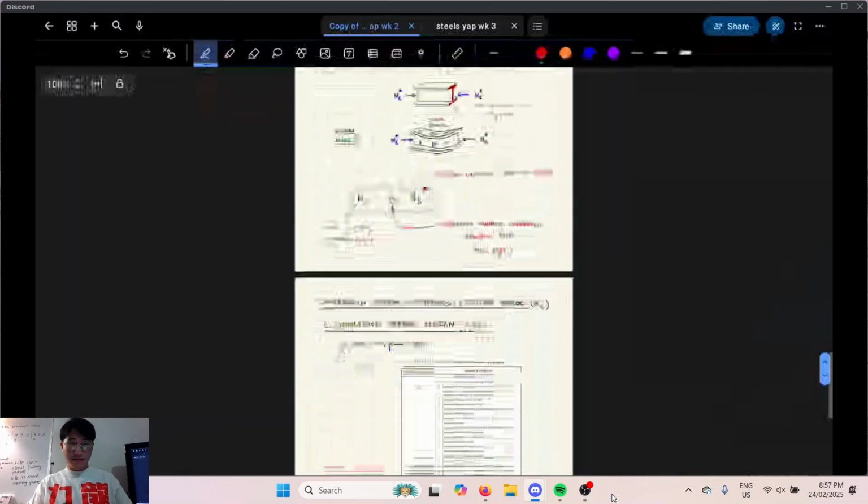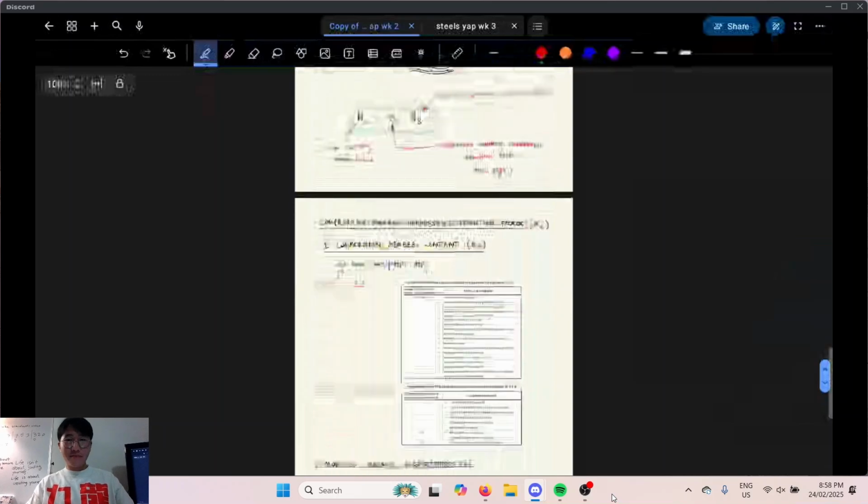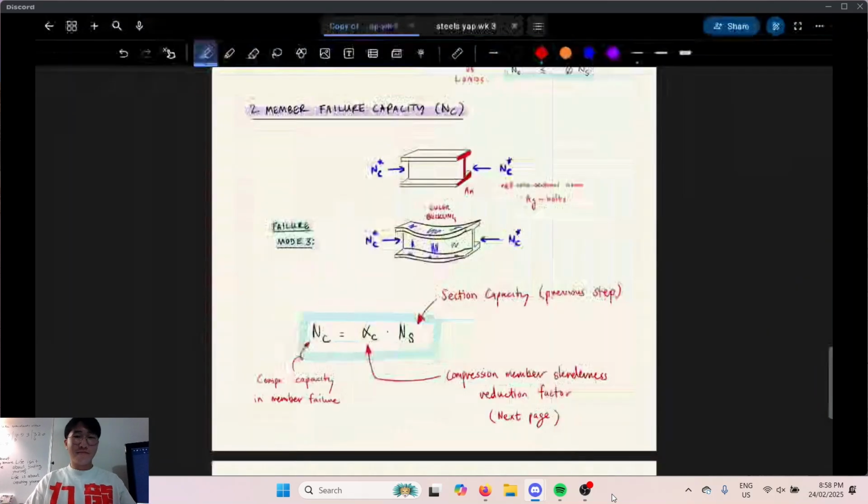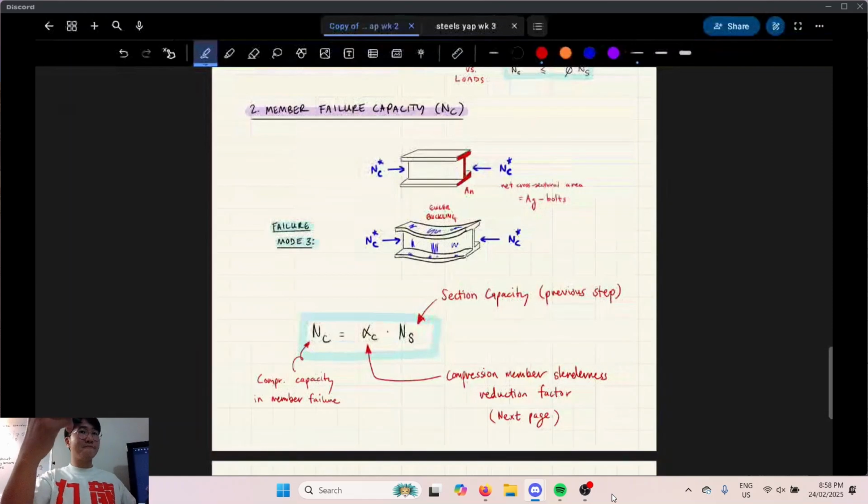Sorry. Let's talk about member failure, this one here, more formally. Okay, so we push along its longitudinal axis, and if that longitudinal axis length L is big enough, we experience Euler buckling, or global buckling, or member buckling. There's 3 words for it. Can you please repeat that sentence? Okay, so if you have a long enough member, it becomes more and more prone to Euler buckling, or global buckling, or member buckling. There's 3 words for it, right? Yeah.